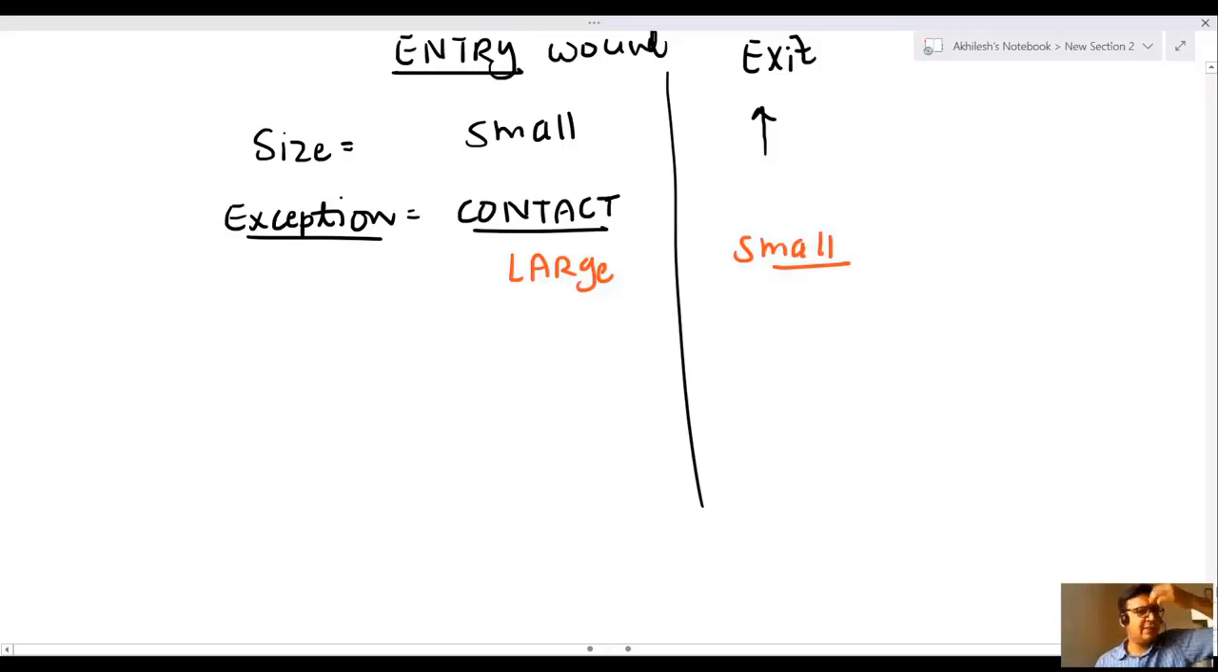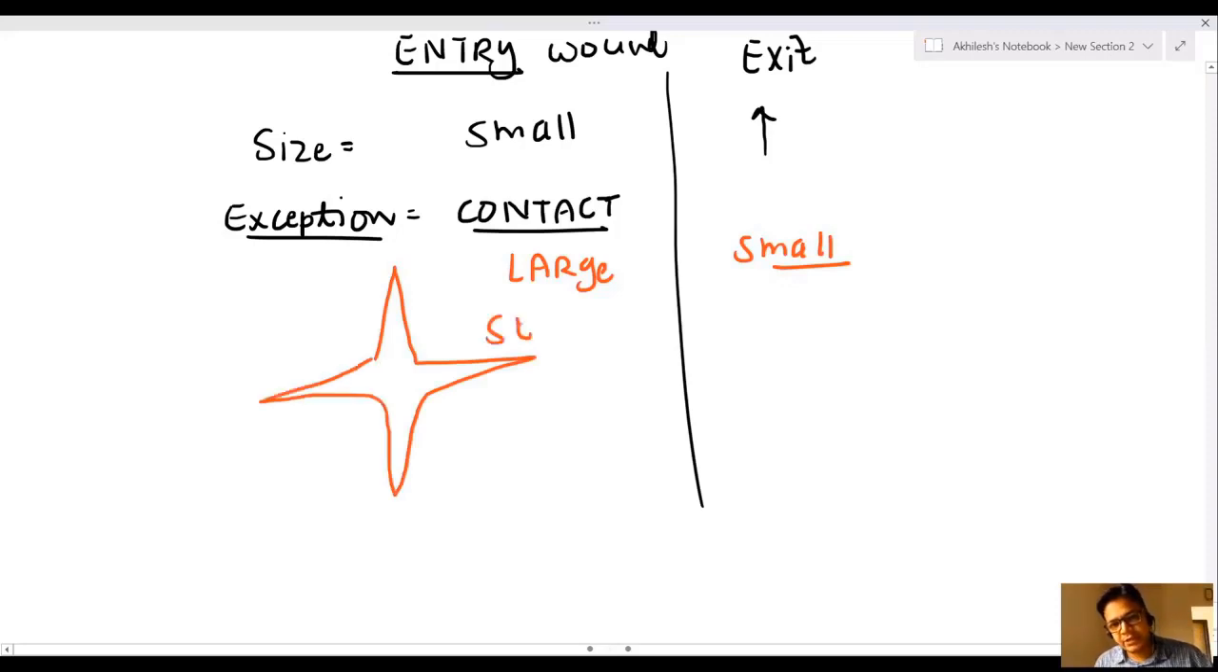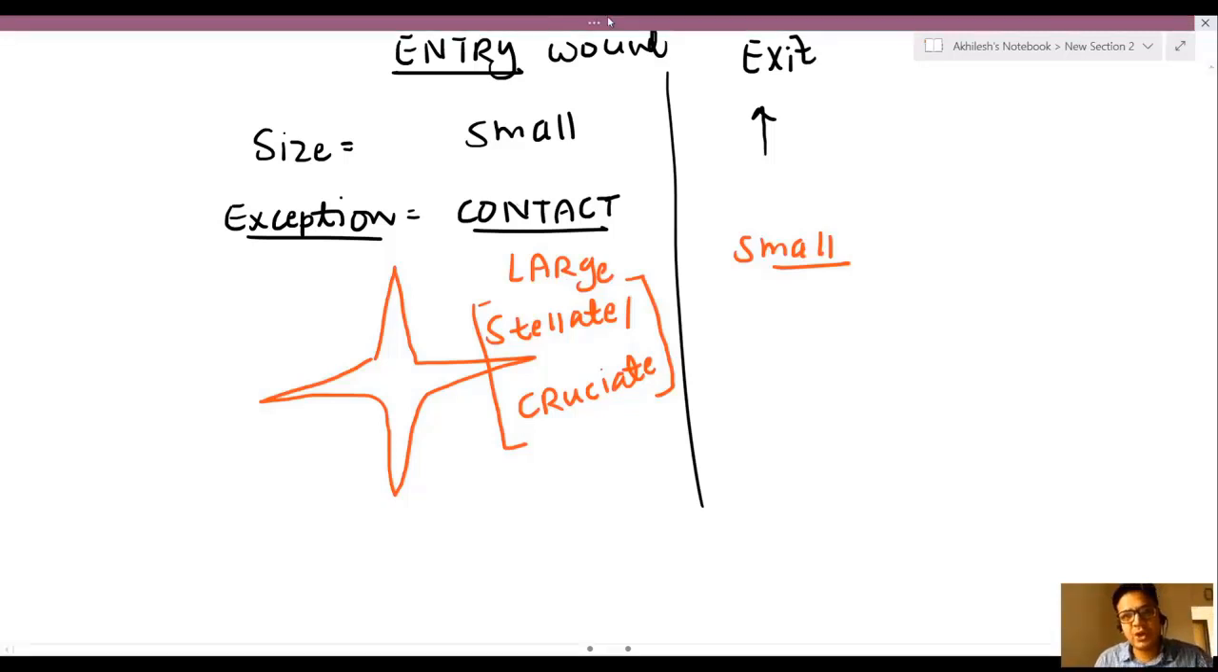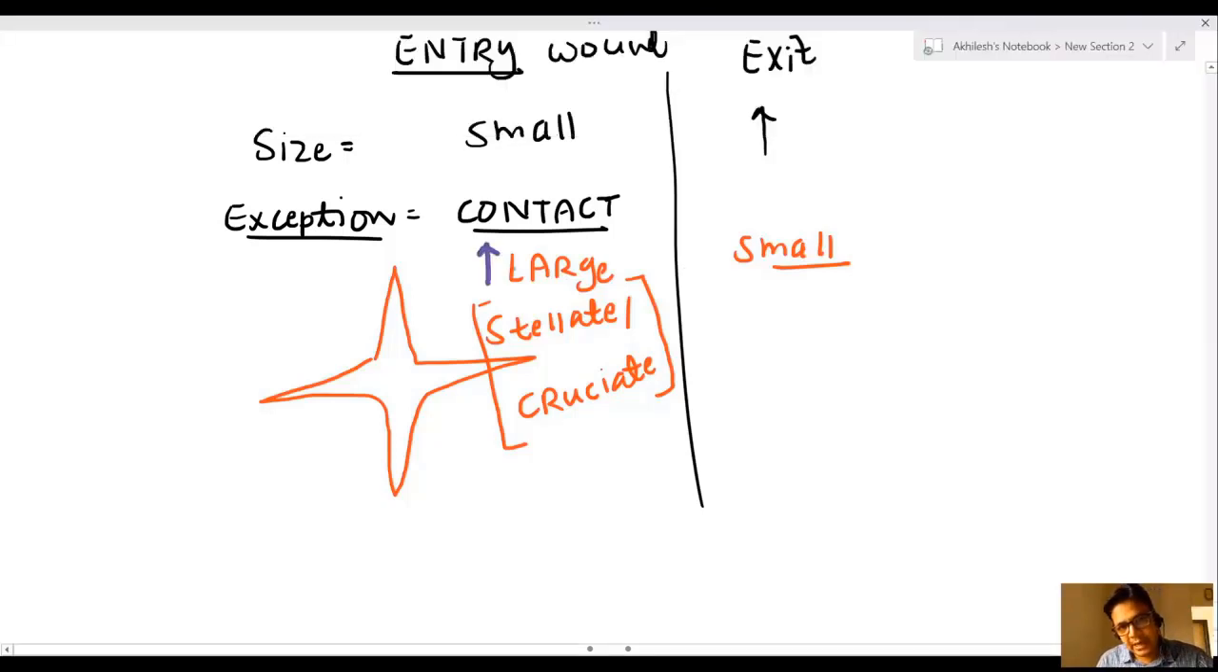Sir, why in contact shot is it large? Because it is a contact, there will be bursting of the skin. So in contact shot, you will see a stellate shape, star shape, also known as cruciate shape. Why is it large, sir? Because there is no gap between the weapon and the skin, and there is bursting of the skin. So in contact shot the entry is large, the exception, and the exit wound is small. Large, small, small, large.